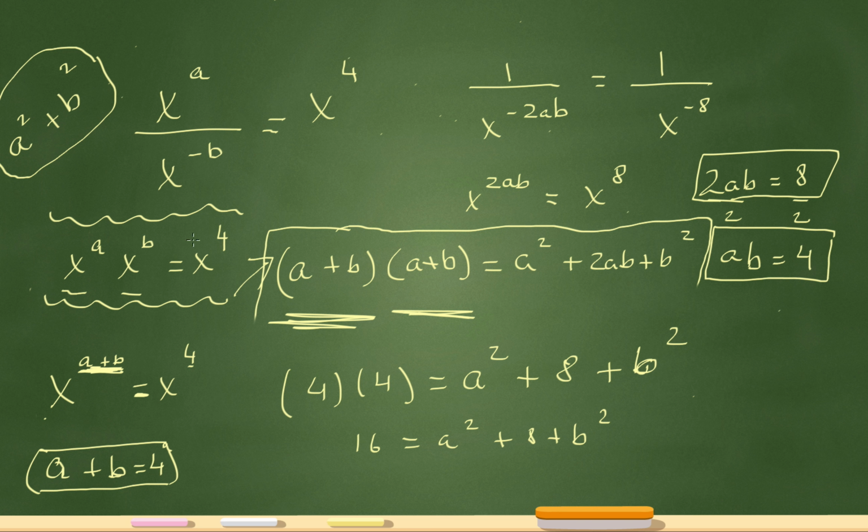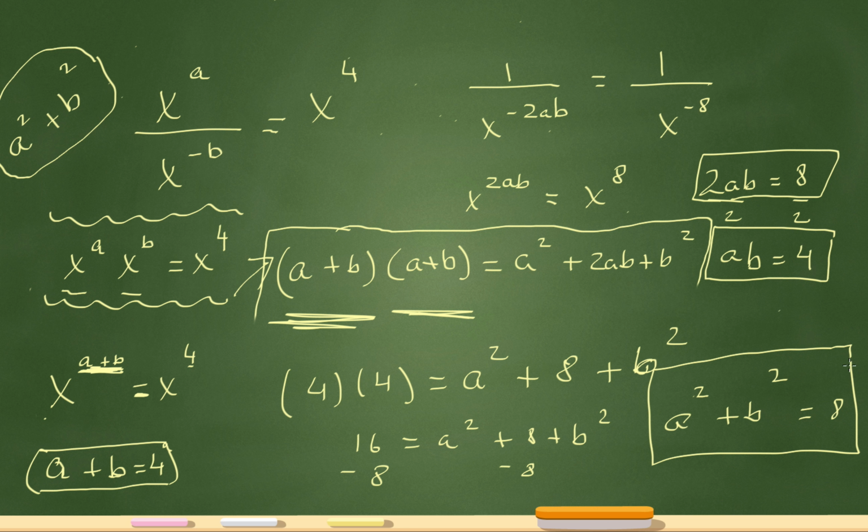And remember, my final question is asking me a squared plus b squared. So let's just get rid of this 8 by subtracting 8 here and here. And I'm going to be left with a squared plus b squared equals 8. And that's what the question's asking.